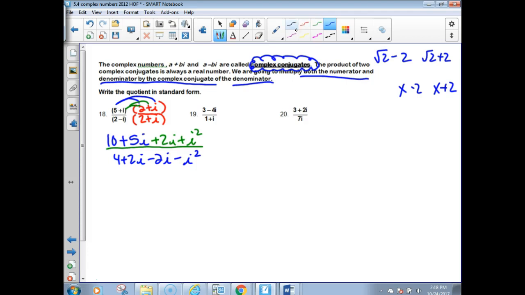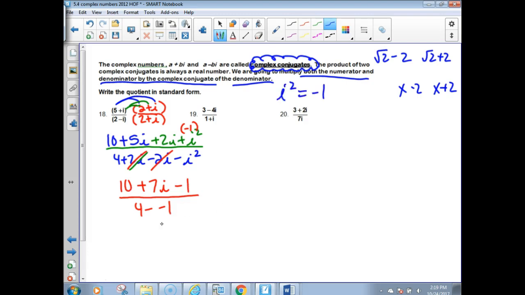Okay, now watch the magic. In the denominator, to get those i's to go bye-bye, these two i's are opposites. They're going to wipe out each other, cancel each other out. On the top, I'm going to replace i squared with negative 1. So I'm going to have 10 plus 7i plus negative 1 or minus 1. In the denominator, I'm going to have 4 minus negative 1. Remember to replace i squared with negative 1.